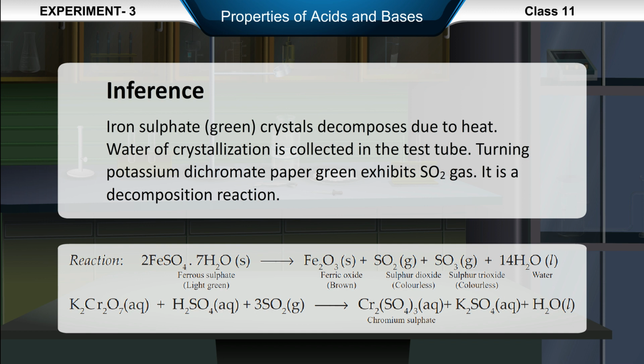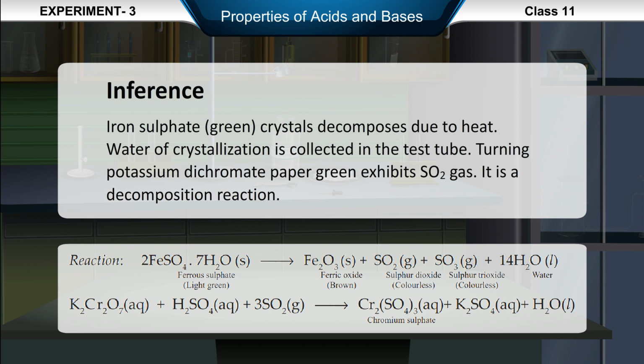2FeSO4.7H2O in solid state, ferrous sulfate, light green color, results in Fe2O3 in solid state, ferric oxide, brown color, plus SO2 in gaseous state, sulfur dioxide, colorless, plus SO3 in gaseous state, sulfur trioxide, colorless, plus 14H2O in liquid state, water.